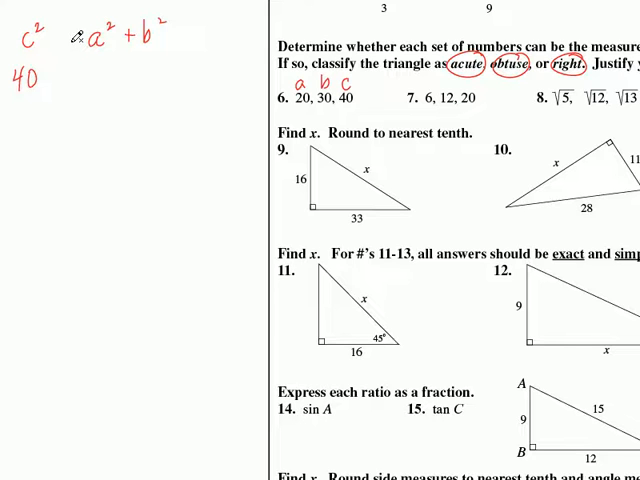Now, we don't know what it is yet, do we? So let's put the numbers in here. 40 squared, and the A and the B, it's the 20 and the 30, so we go 20 squared plus 30 squared.